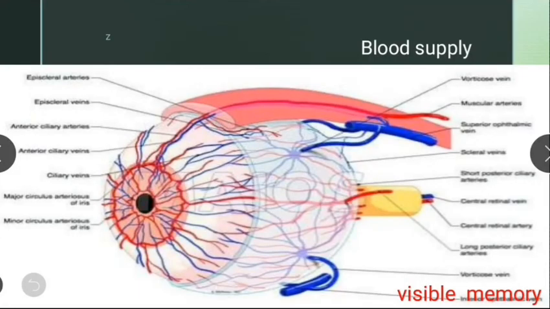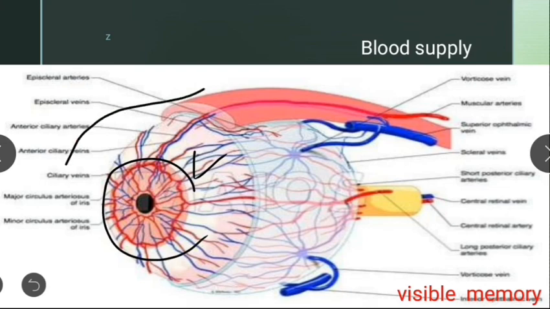Coming towards the blood supply, it has two types of vessels: anterior conjunctival vessels and posterior conjunctival vessels. Anterior conjunctival vessels supply the bulbar conjunctiva around the cornea, and the posterior conjunctival vessels supply the palpebral part of the conjunctiva in the eyelid. The anterior conjunctival vessels arise from the anterior ciliary artery, which is a branch of muscular arteries, and are also drained by the anterior ciliary vein.